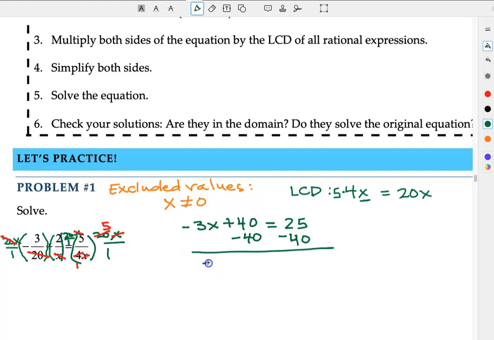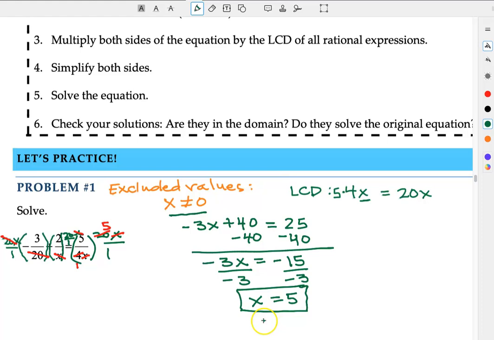So let's subtract the 40 over. I have negative 3x equals negative 15, and then divide by negative 3. And so x equals 5 would be our answer. Then we just want to double check that whatever we come up with for our answer isn't one of our excluded values. And it's not, so that means the solution is x equals 5.